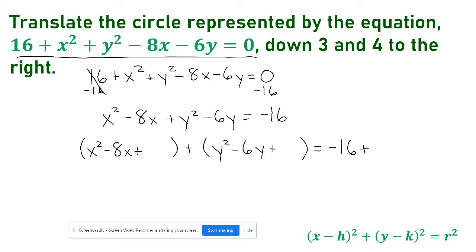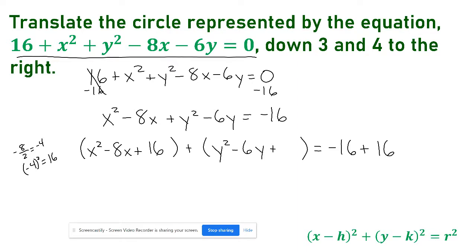So to find my missing number here, I'm going to take the -8, chop it in half, and then square it. So half of -8 is -4. -4 squared is 16. So I add 16 there, and I'm going to add it to the other side.